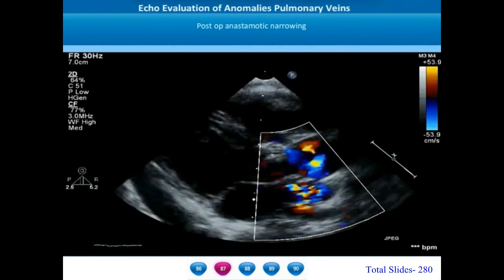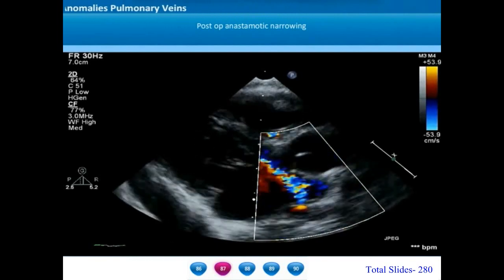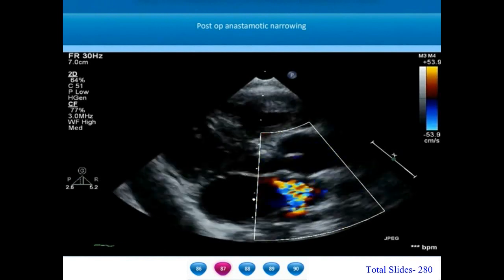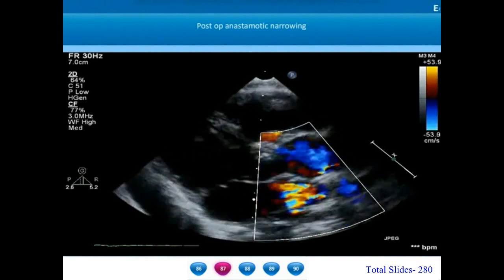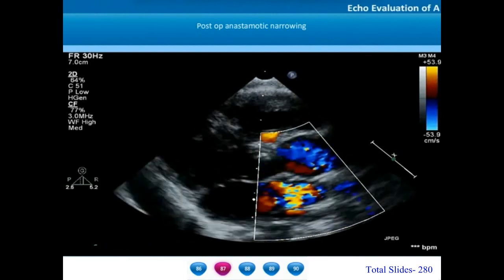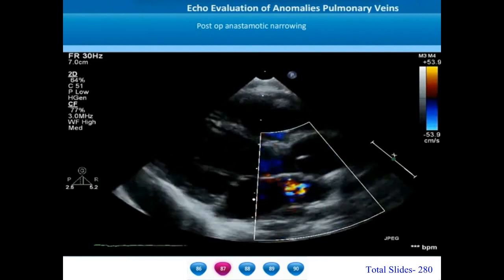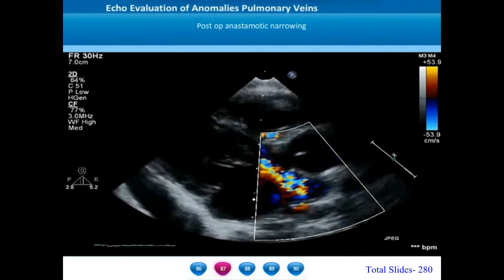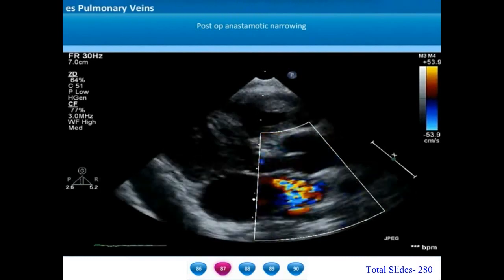In most of the patients, the anastomosis that is made between the common chamber and the left atrium will be wide open. However, if there is a cicatricial narrowing of the anastomosis due to progressive fibrosis around the anastomosis, there can be an anastomotic obstruction with a gradient that happens along the anastomotic level. This is an example of an anastomotic narrowing.